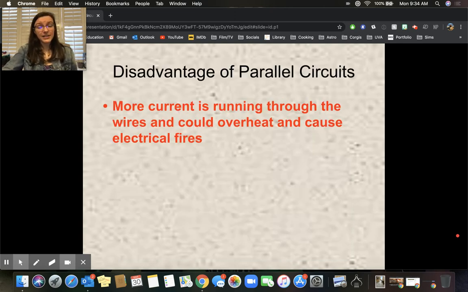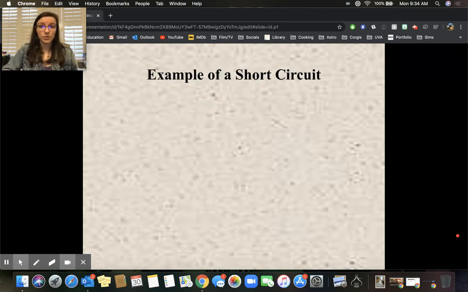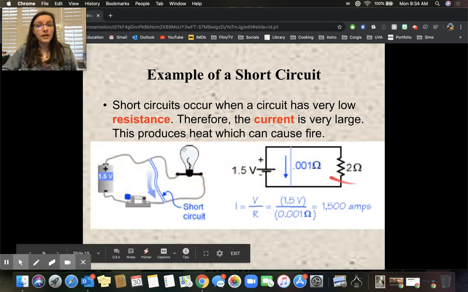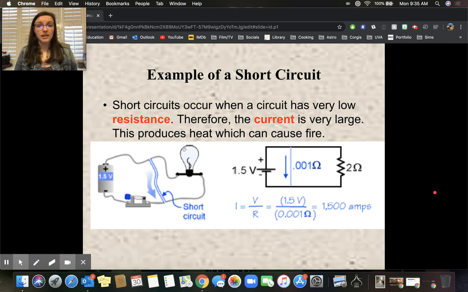Some disadvantage is that because the resistance has gone down, that means current has gone up. Remember, those are inversely proportional. So more current is running through the wires, which means it could overheat and could lead to electrical fires or short circuits. So a short circuit occurs when there is very low resistance, which means very large current, and the current takes the path of least resistance, and it can produce a lot of heat, which can then lead to a fire.